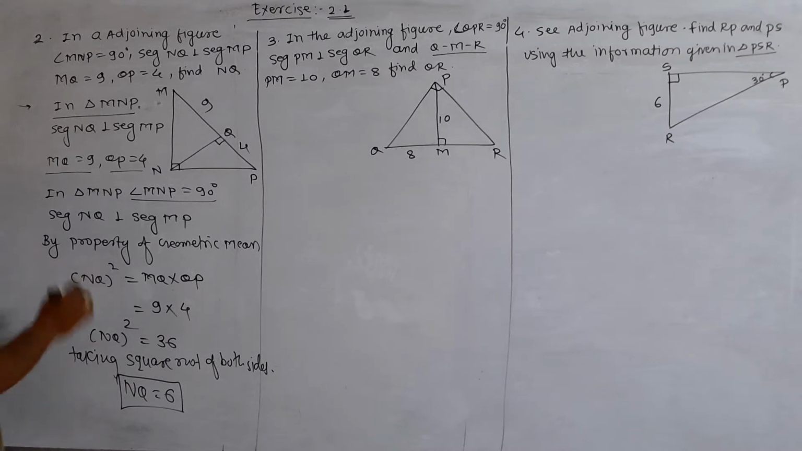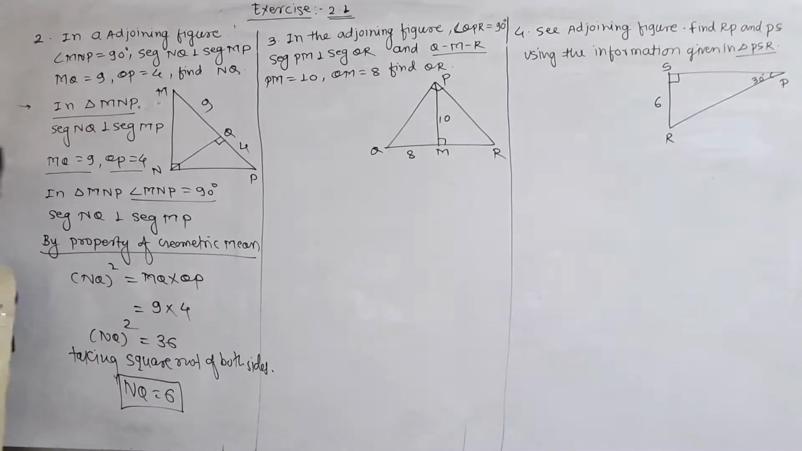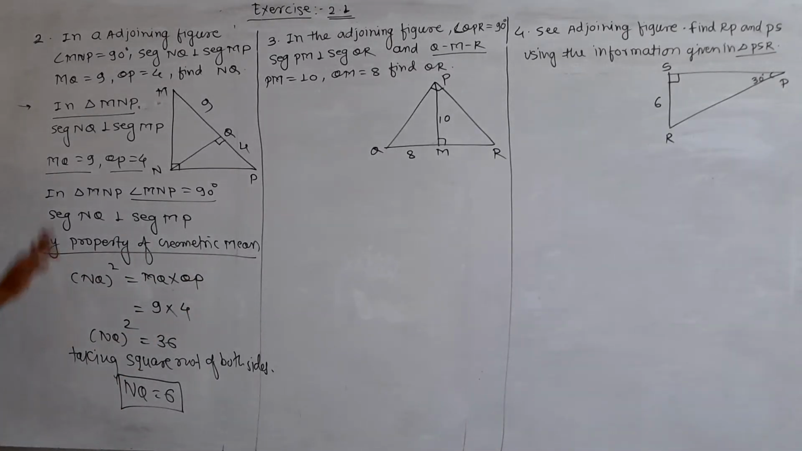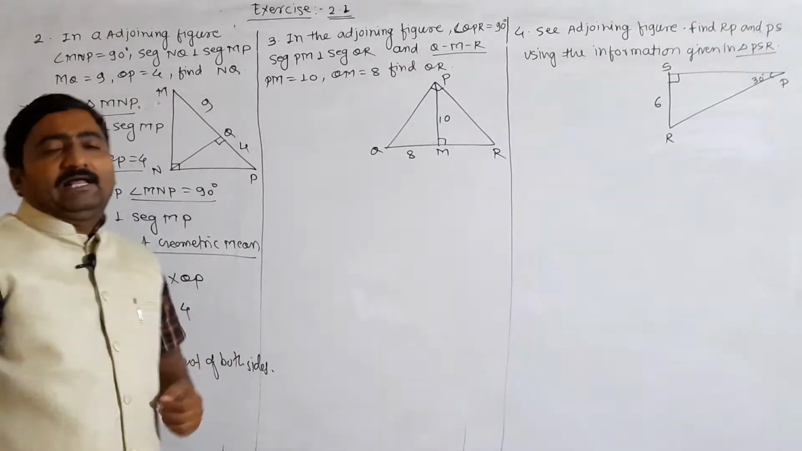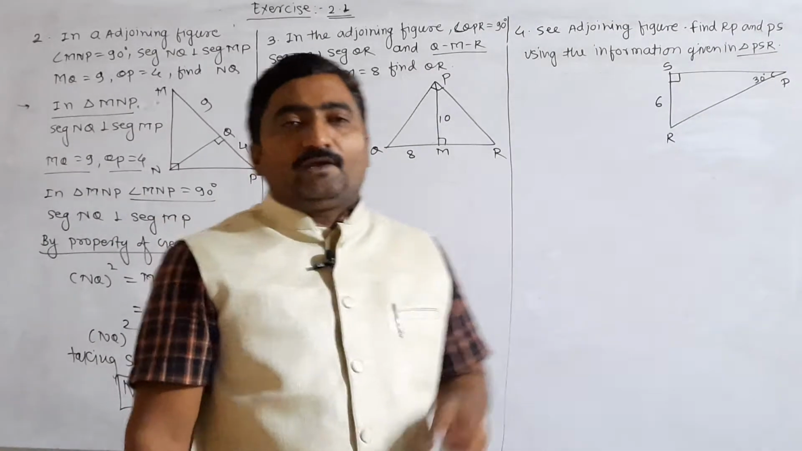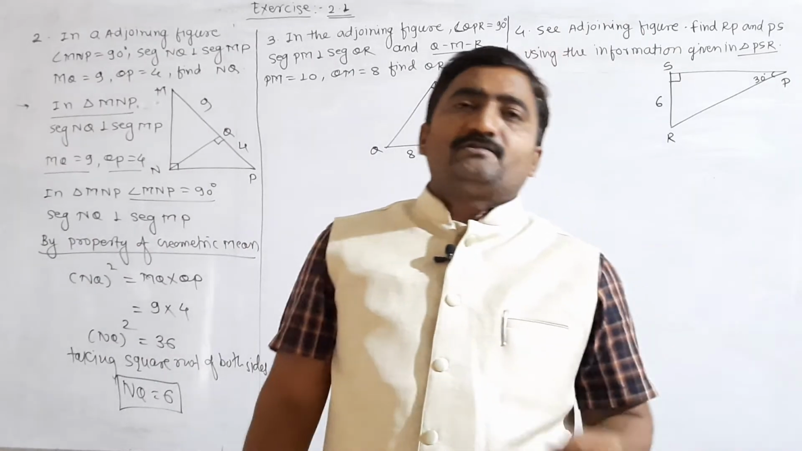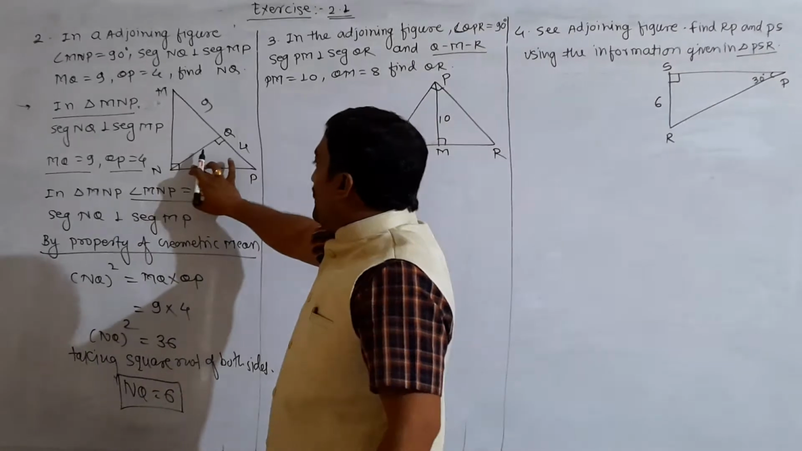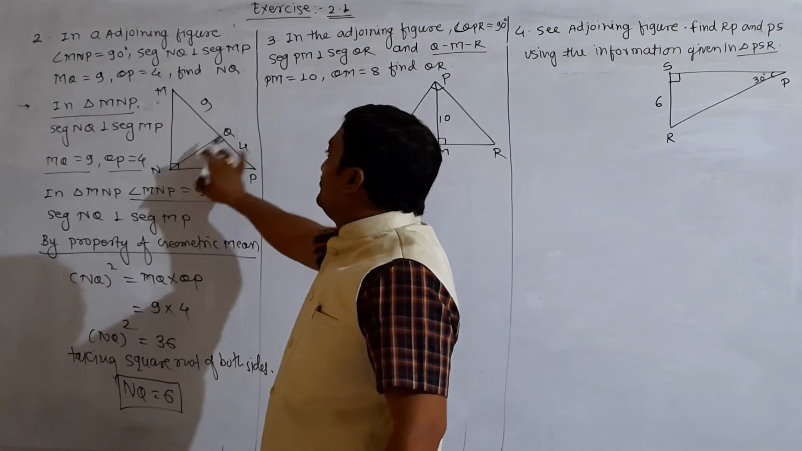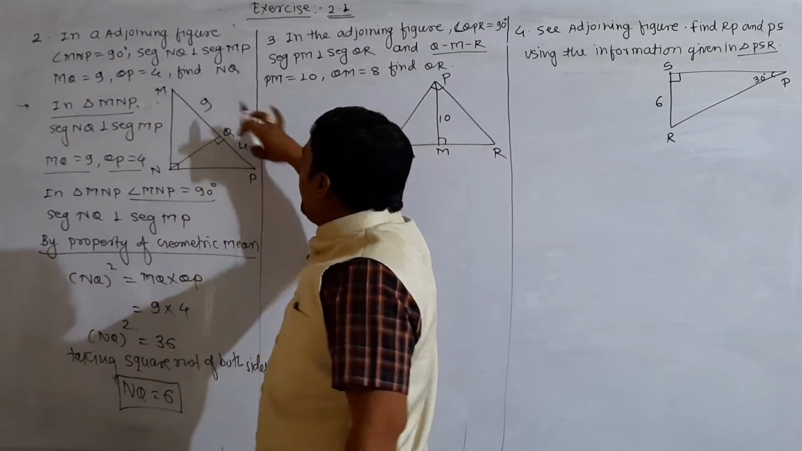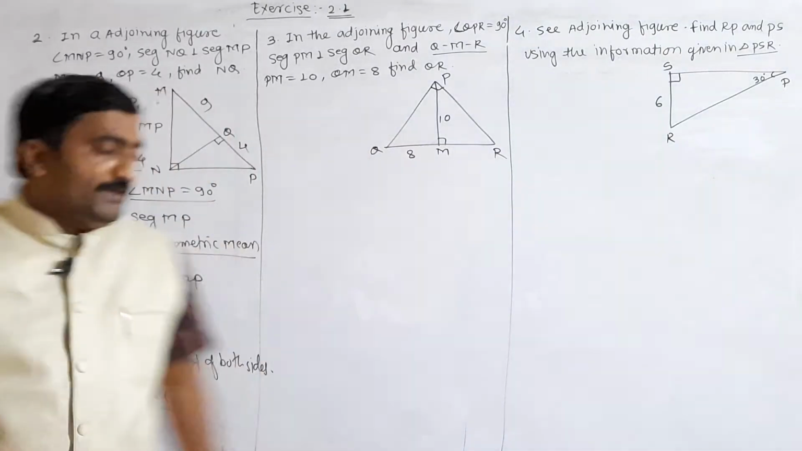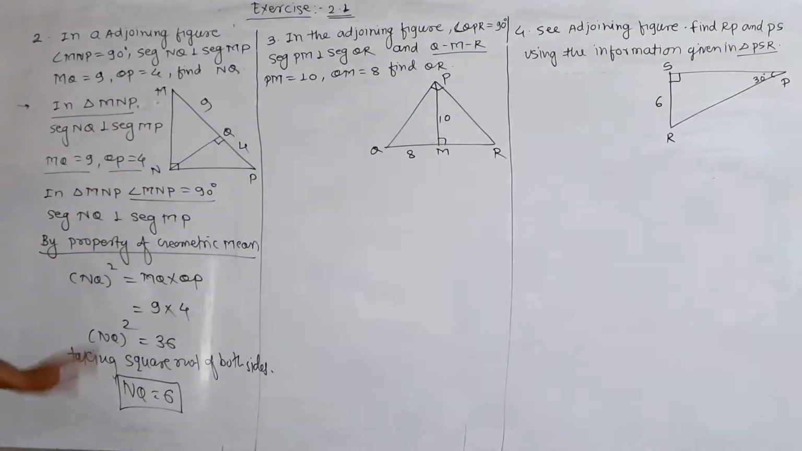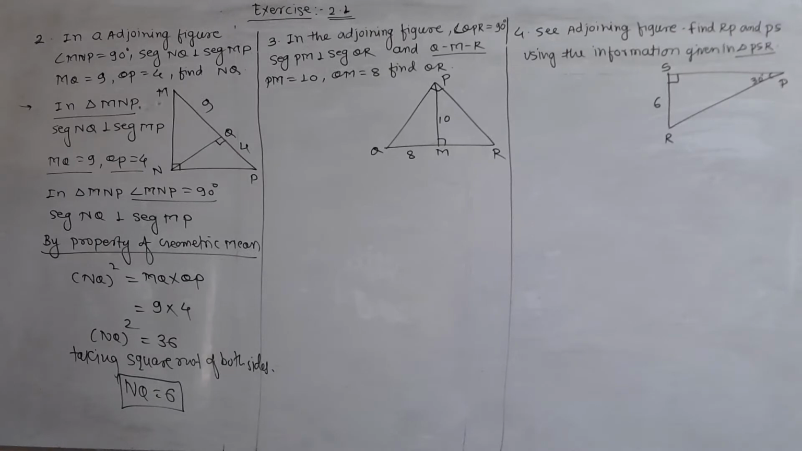But remember, the property of geometric mean is very important, because the given triangle is a right angle triangle, we can draw a perpendicular on the hypotenuse from its opposite vertex, and then the geometric mean property is NQ square is equal to MQ into QP. In this way we can solve the first example. NQ is equal to 6.